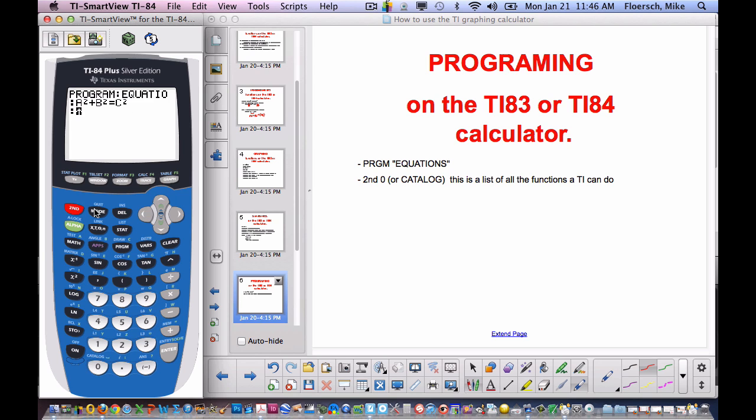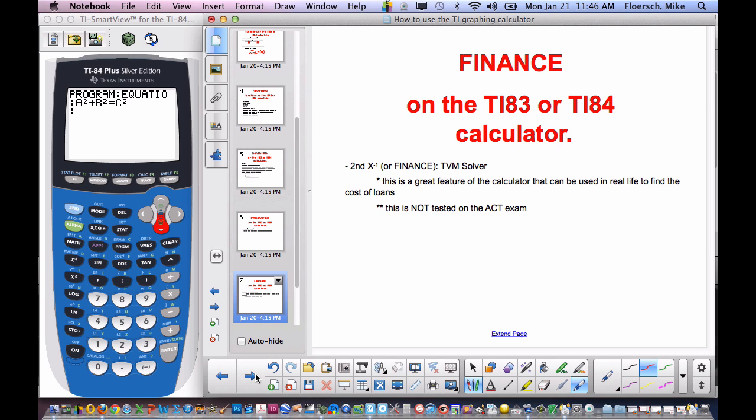When you're done, you just hit second quit. Go back, hit program, there's equatio, I hit number 1, or I go over to edit, number 1, and now you can see your list of equations, or you can go ahead and enter more if you need to at some point. That's programming on the TI83 or 84. They do not make you clear out your calculator. Use that to your advantage if you want.